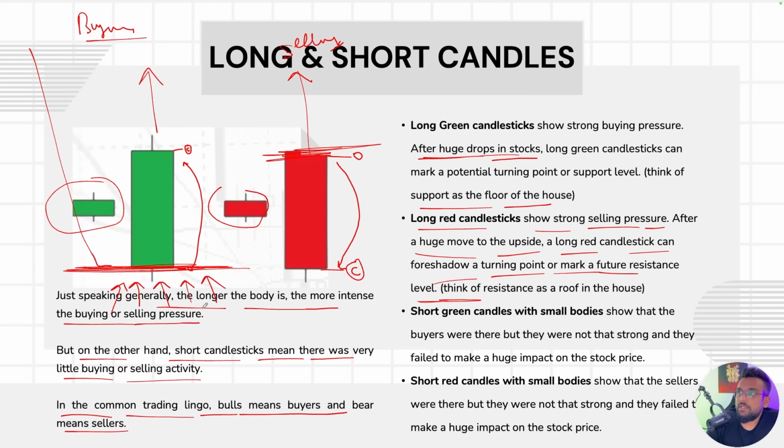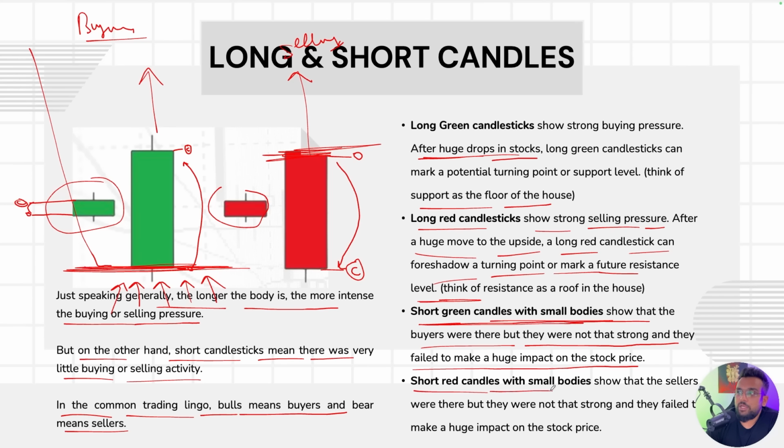All right. Now, short green candlesticks with small bodies show that the buyers were there, but they were not that strong, and they failed to make a huge impact on the stock prices. Why? The stock opened here, made a very little move, and closed here. That means the buyers were not so strong. They were just like, boop. That's it. They were not really able to strike like a full bull. So short green candles with small bodies indicate it was not that strong.